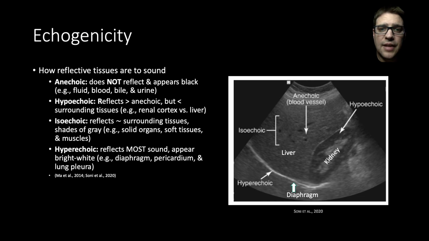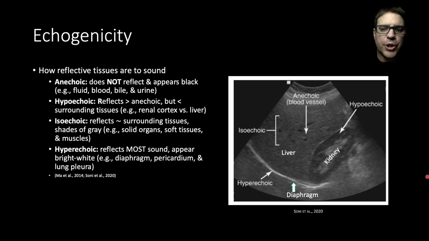Briefly mentioned on that last slide, echogenicity is an important concept in ultrasonography. Echogenicity refers to how reflective, how dull or bright a particular body tissue is to sound waves, especially when compared to surrounding structures or tissues. Echogenicity has 4 subcategories called anechoic, hypoechoic, isoechoic, and hyperechoic.